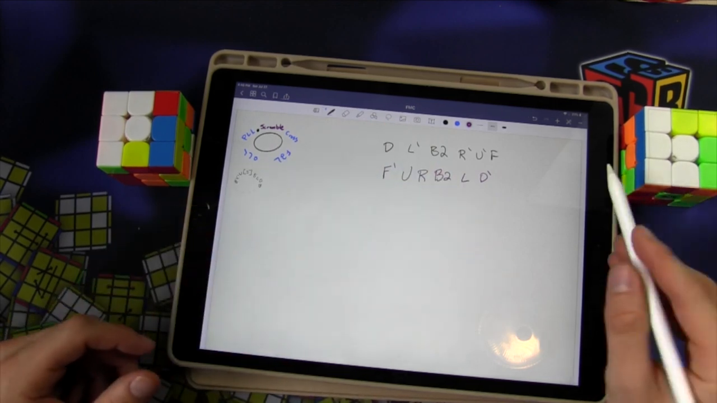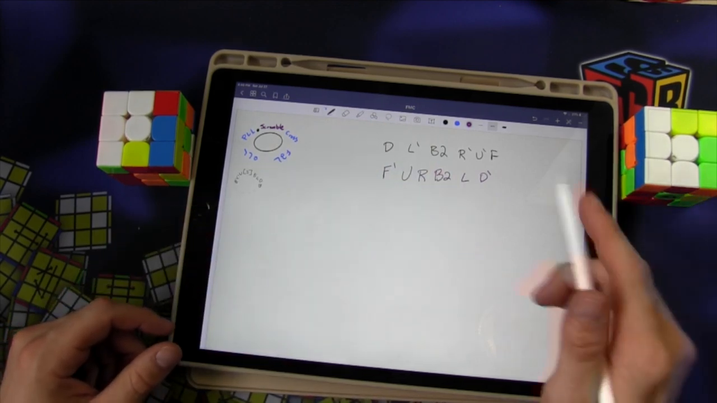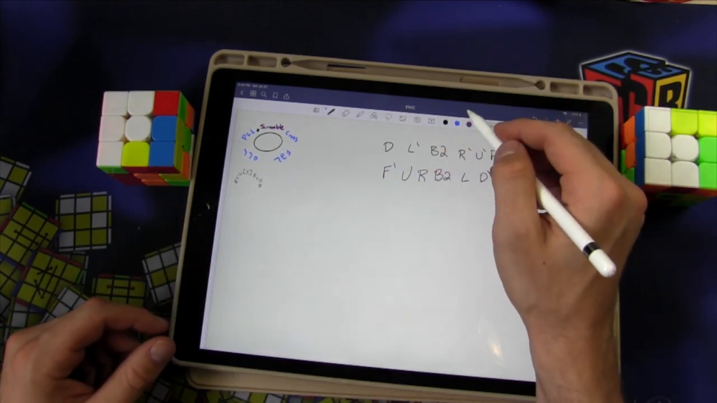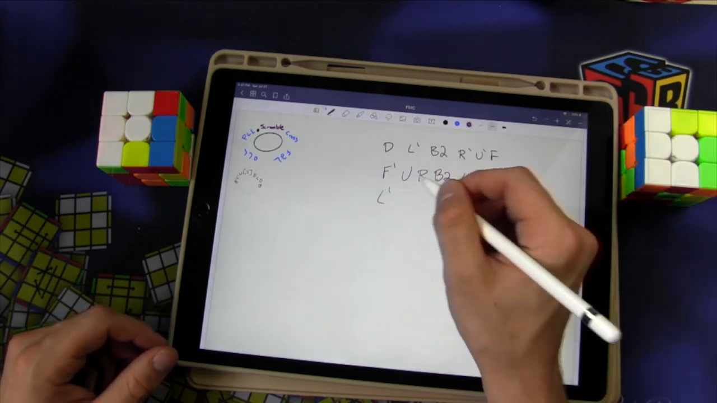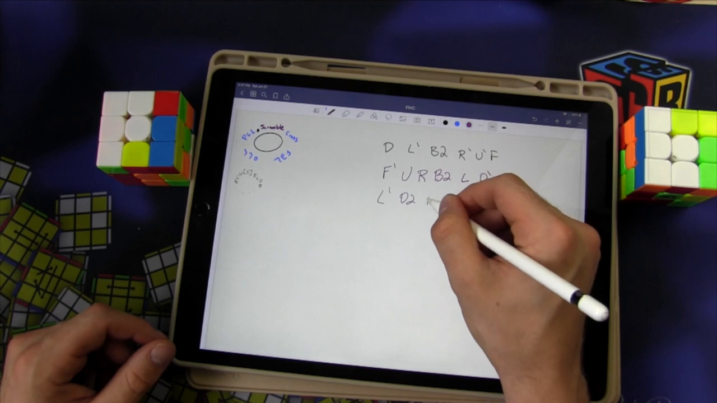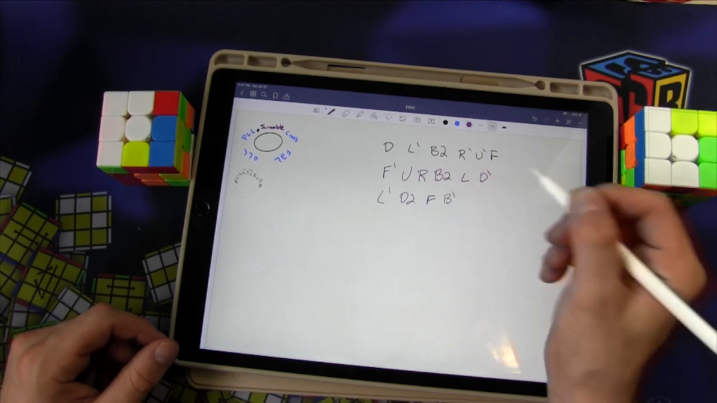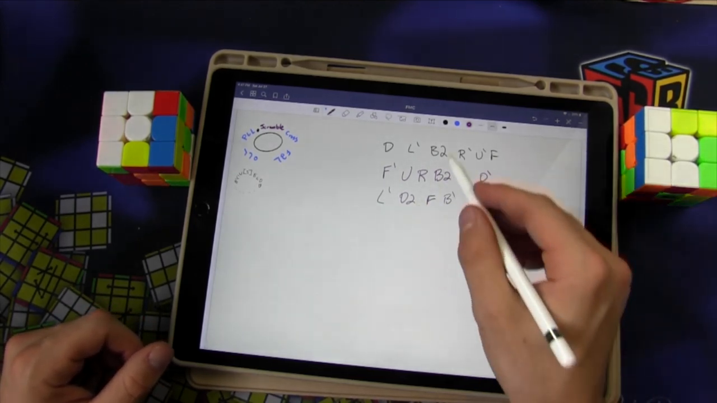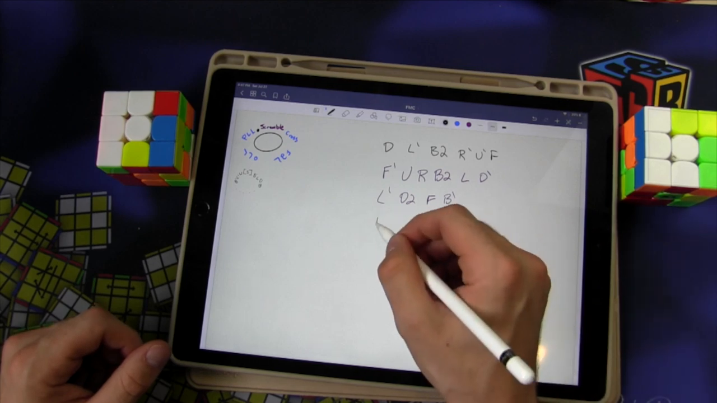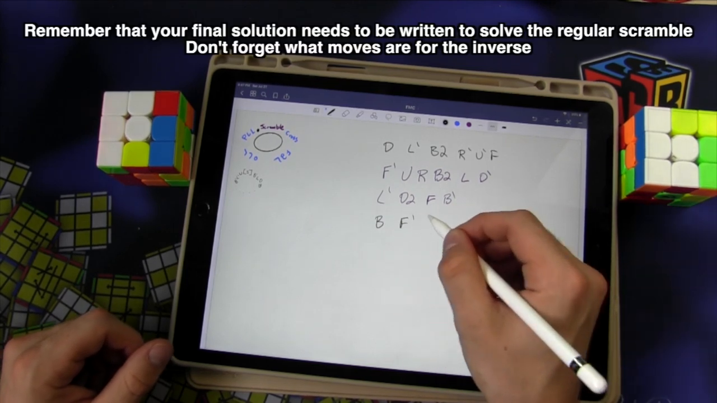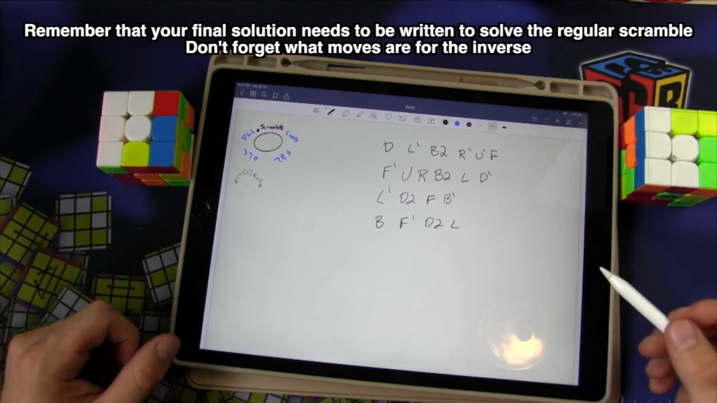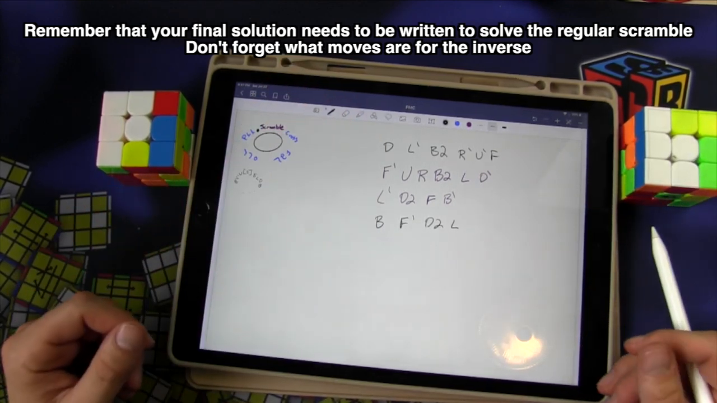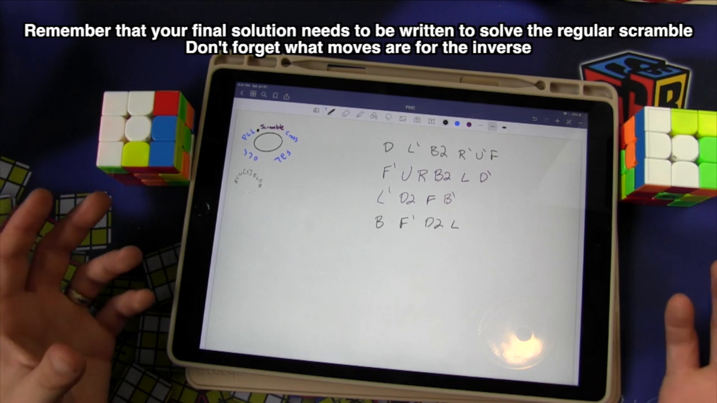Let's say we solve this solution with, I'm going to make up letters that are not going to solve it for sure. Let's say we solve the inverse with L prime, D2, F, B prime. The regular solution then of B, F prime, D2, L would solve that one. Now, of course, this doesn't because I'm using a short example, but that's what the inverse scramble is.